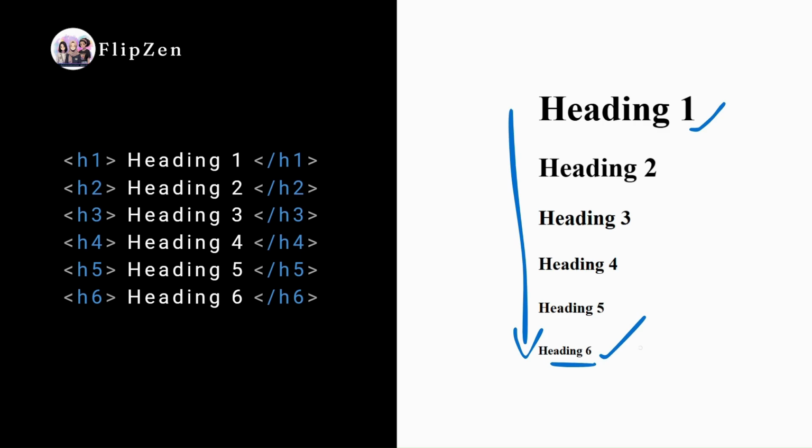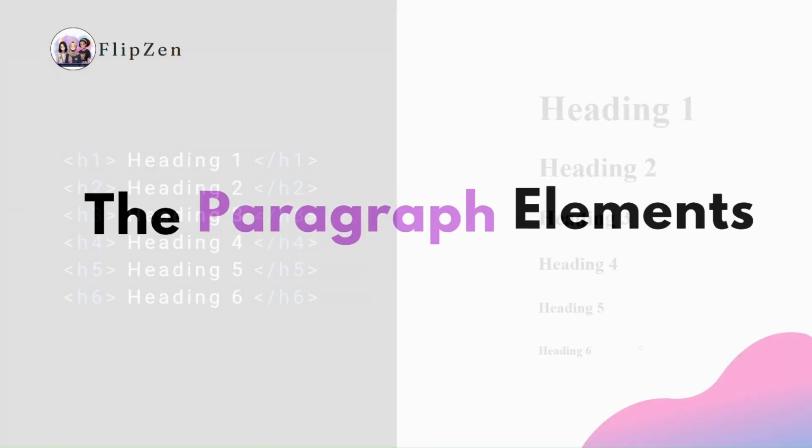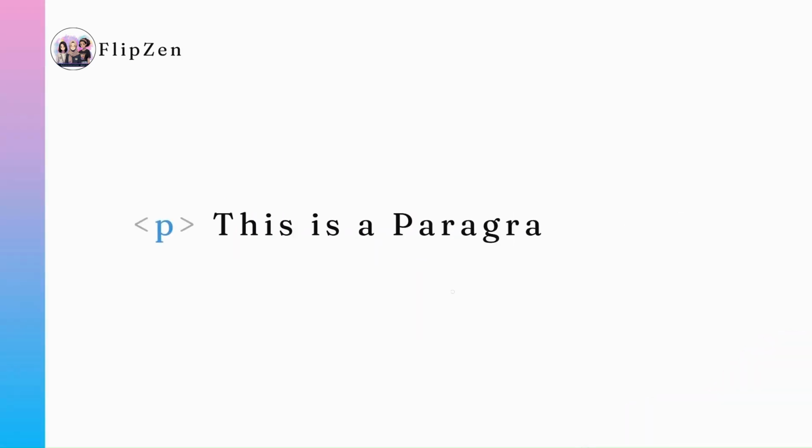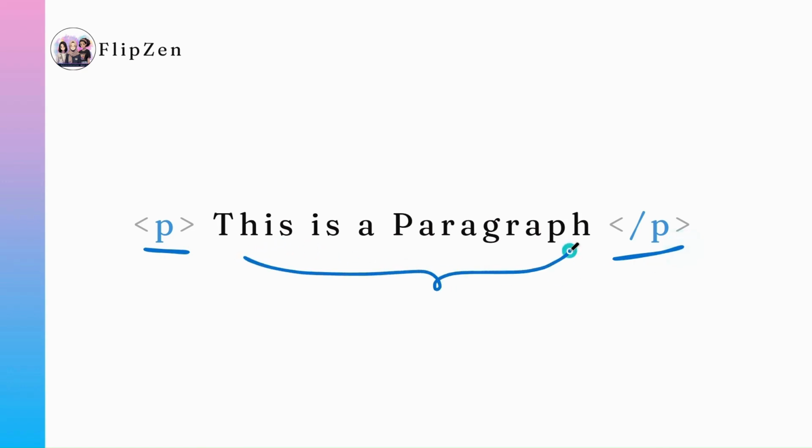So now that we have seen the HTML heading elements, the next one we are going to learn about is the paragraph element. This is also related to formatting and putting text on our websites. This is what a paragraph element looks like. It is similar to the heading element. You have got the opening tag and the closing tag, and in between you have got the content that is going to be your paragraph.